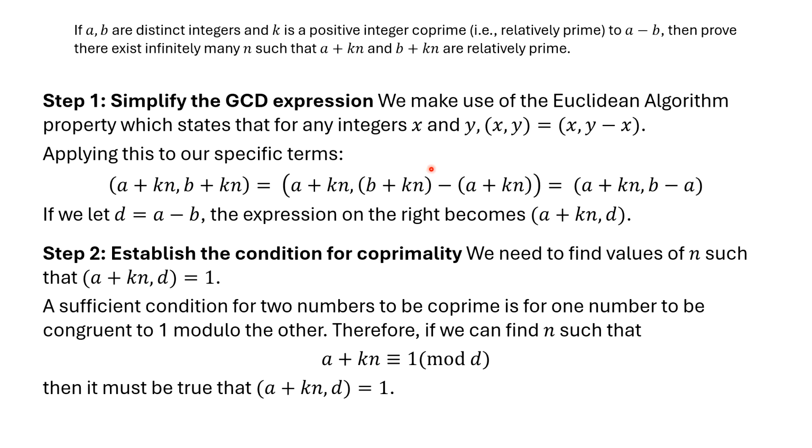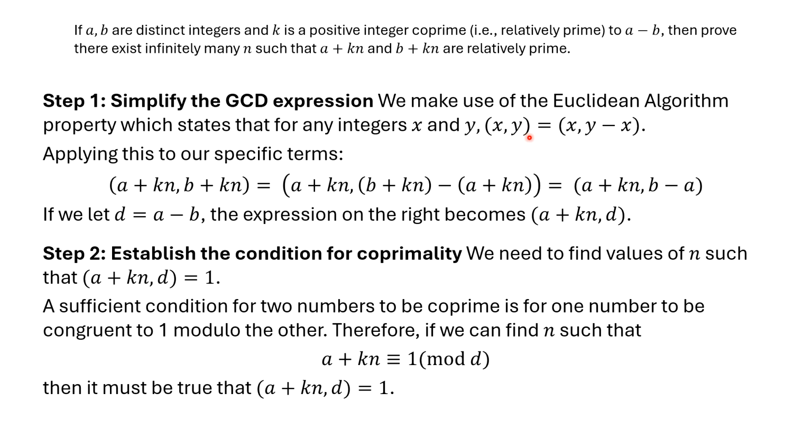Let's continue with our problem using some of the ideas that we had in our example from the previous slide. I copied the problem here again at the top just to remind us. If a and b are distinct integers and k is a positive integer coprime, i.e. relatively prime, with a minus b, then prove there exist infinitely many integers n such that a plus kn and b plus kn are relatively prime.